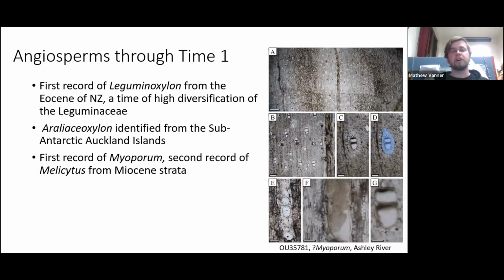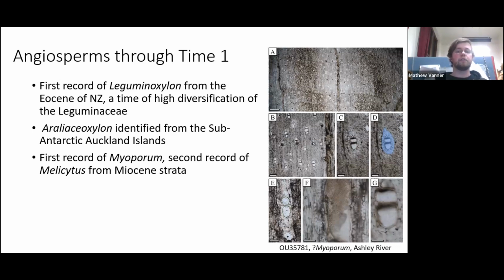We have, for the first time, a fossil legume wood from New Zealand. Now, during the mid-Eocene, which is when the sample was found, the legume family was undergoing a huge degree of variation and diversification and evolution. So the fact that we have a legume which is completely different to any of the ones that are alive today, like Sophora, like Kowhai, is possibly not surprising, but it's nice to know that we had them.